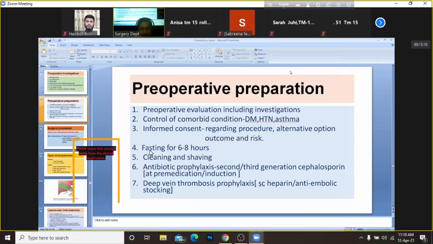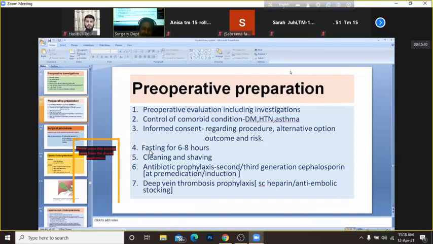Then we have to take the informed consent from the patient. Informed consent means we have to explain to the patient and attendant regarding the diagnosis, the operative procedure, its complications and outcome. So after explaining all these things, we have to take the consent from the patient, that is countersigned by the attending nurse.